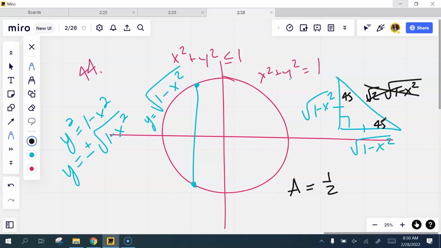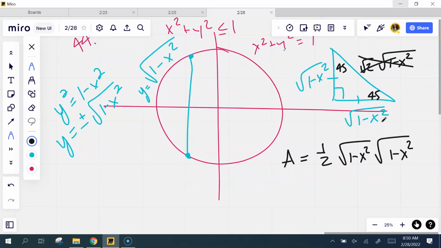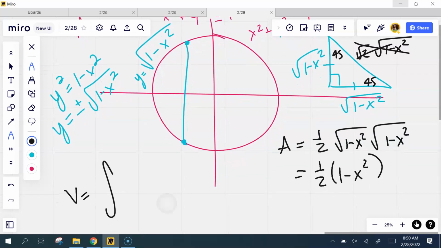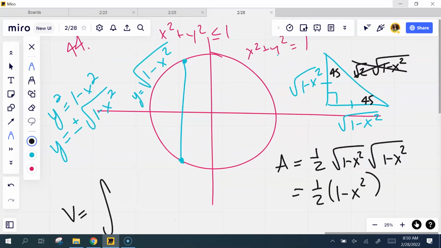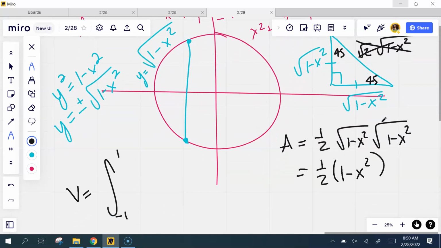1/2 base. I'm sorry. So it's 1/2 times 1 minus x squared. And now I integrate to find the volume. From what to what? Negative 1 to 1, 1/2 times 1 minus x squared. It's a circle of radius 1, so it goes out to negative 1.